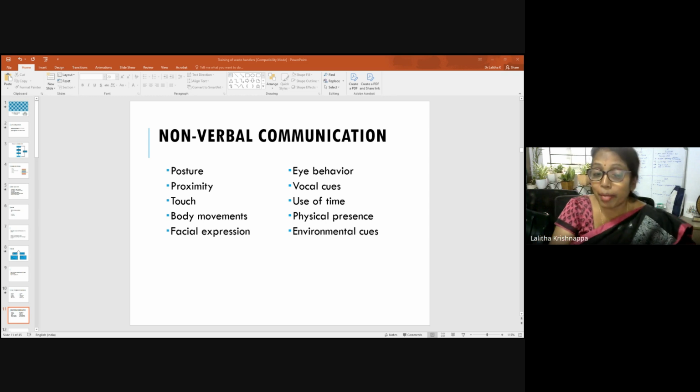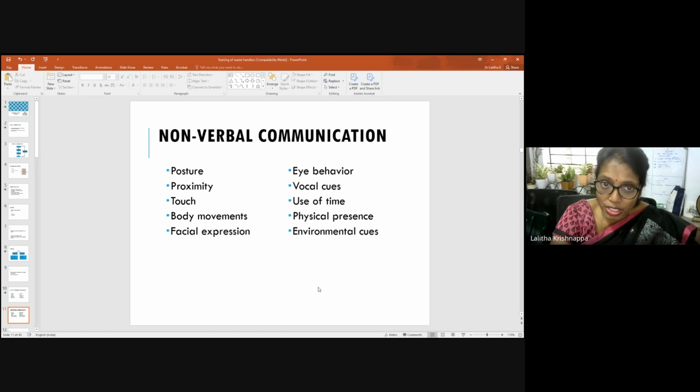Again, touch can help us sometimes, not every time. In a patient-doctor relationship, touch becomes very important. Body movements also should be appropriate. Facial expressions, I'll explain a little more. Eye behavior, vocal cues, use of time, physical presence, and environment. All these are non-verbal communication. Let me go on to the components.